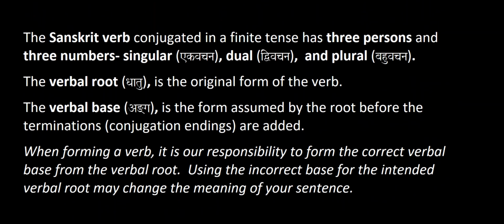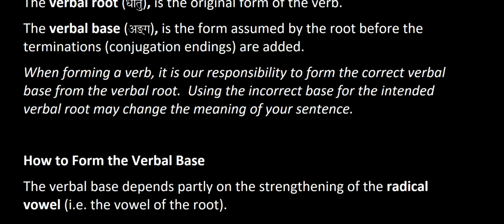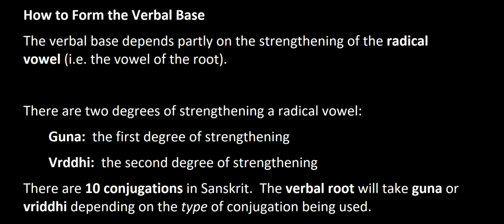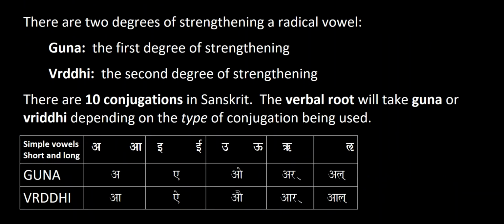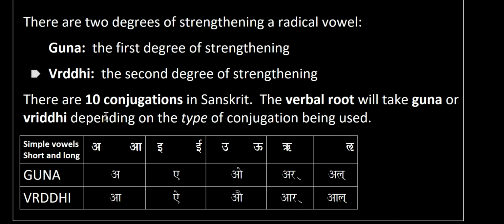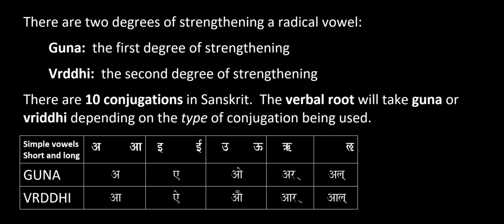So for now, what I want you to understand before going into the next video is what a verbal root is, what a verbal base is, and that forming the verbal base depends on the radical vowel. You need to know how to strengthen that radical vowel, and the two ways of strengthening it are guna and Vrddhi. Familiarize yourself with what the vowels could change into, whether it is guna or Vrddhi, using this table that I have presented here for you. And trust me, everything will fall into place by the time we're actually creating verbal bases ourselves, and that is what we're going to do in the next video.